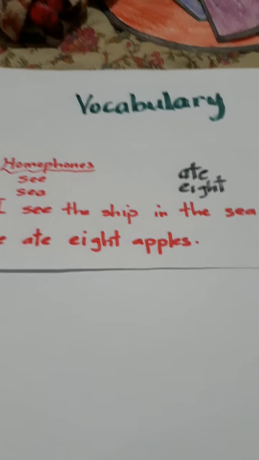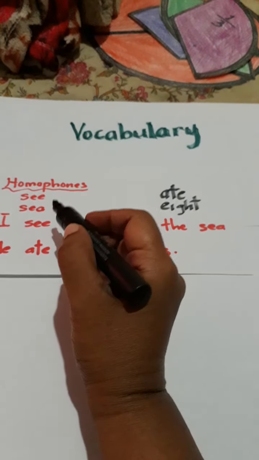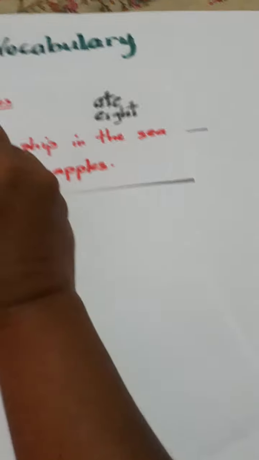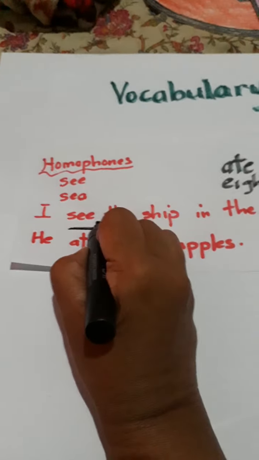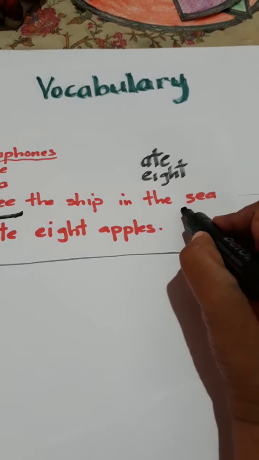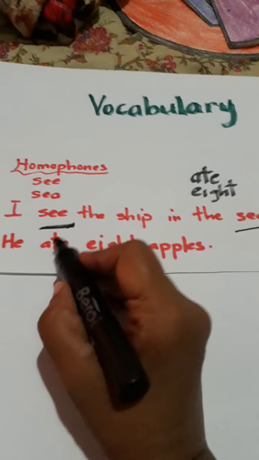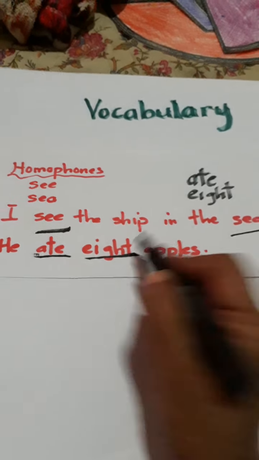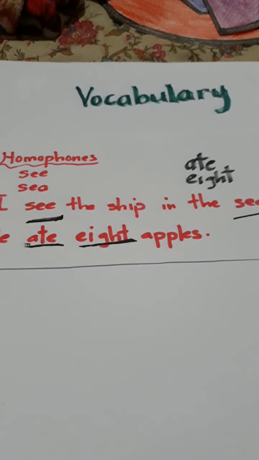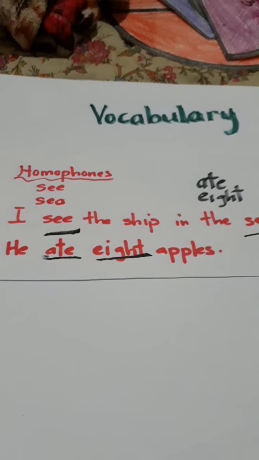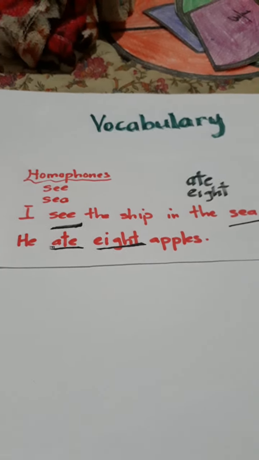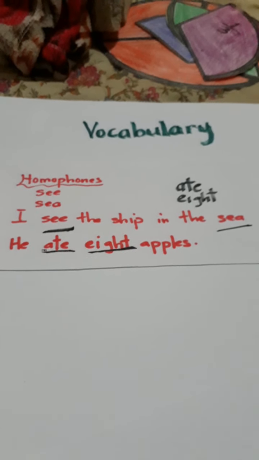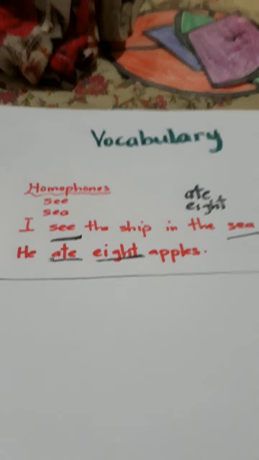So we have, I see the ship in the sea. As you would notice, we have see and sea. See and sea are homophones. They have the same sound, different spelling, different meaning. He ate 8 apples. We have ate and eight. And I'm sure you all will remember other homophones we did: dear and deer, here and hear, night and knight, right?